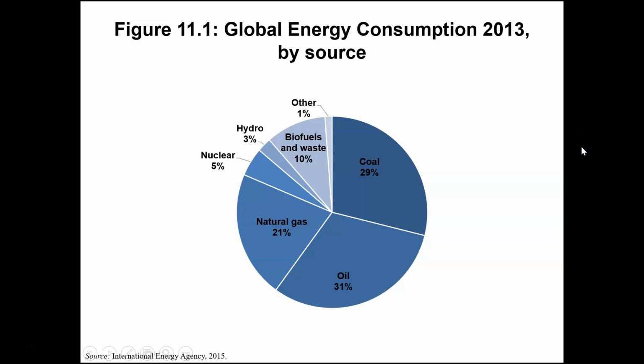So first, we can look at a couple of pie charts here. This one shows the global energy consumption in 2013 by source. Notice non-renewable sources are huge here: natural gas, oil, and coal, and then the renewable sources, nuclear, hydro, biofuels, those are much smaller.